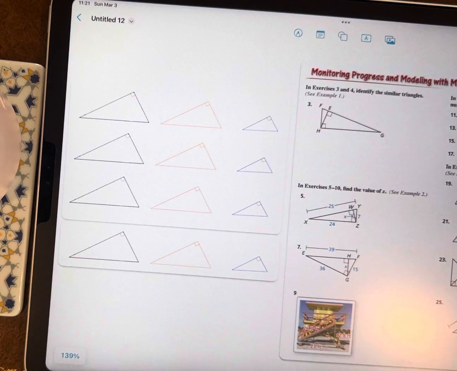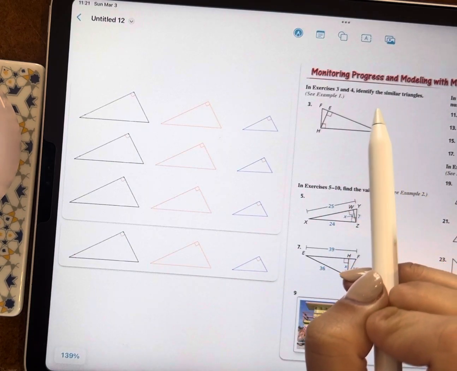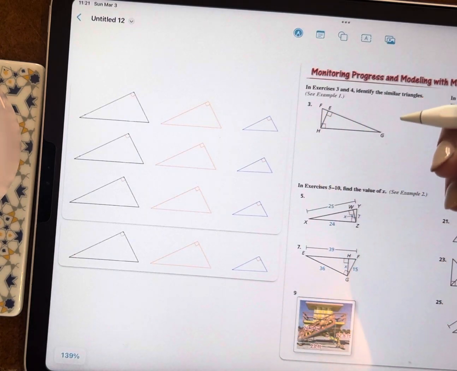Okay, you guys, let's do our homework for 9.3. So, we've got the similar right triangles going on. I have them already here oriented the right way so that I can start moving things around. Okay, let's take a look. Number 3 wants me to identify the similar triangles. So let's take a look.